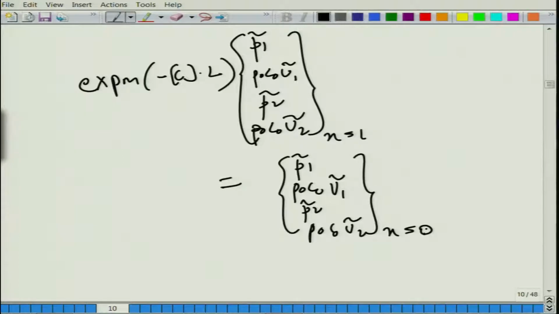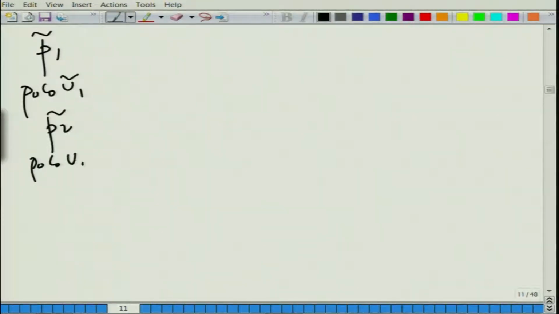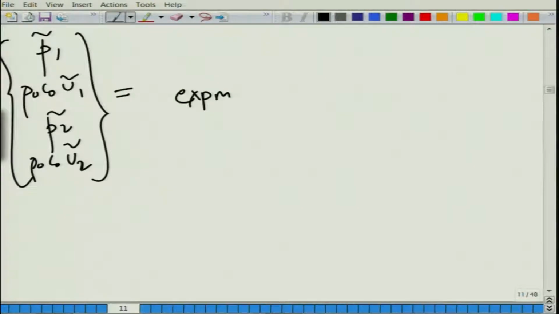Okay. So then here basically that is what we have. Now, writing this in a more arranged manner, we can write this as expm. So, all we need to do to solve this thing, of course, is perforates.